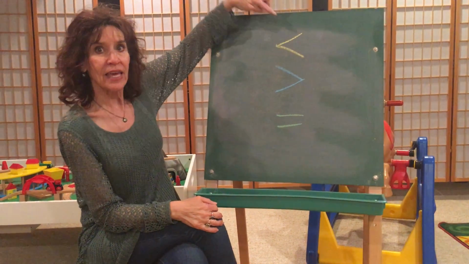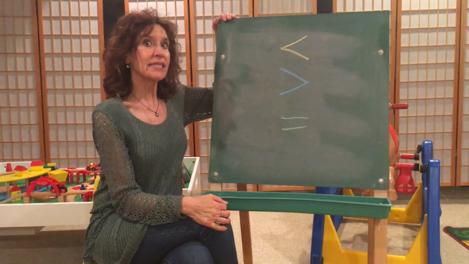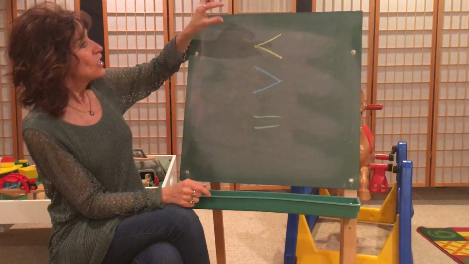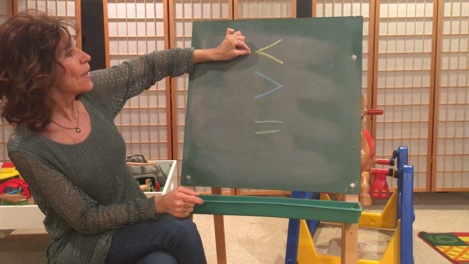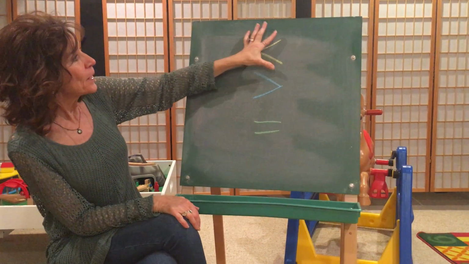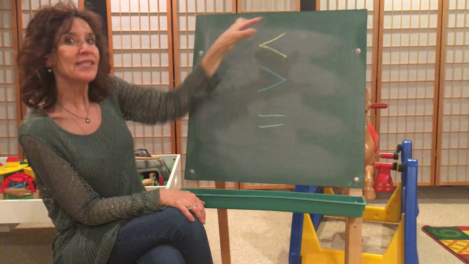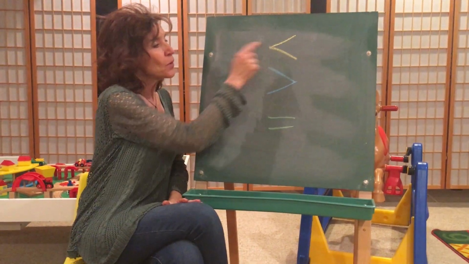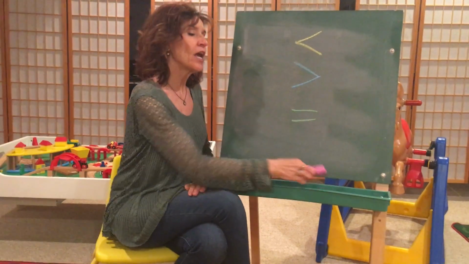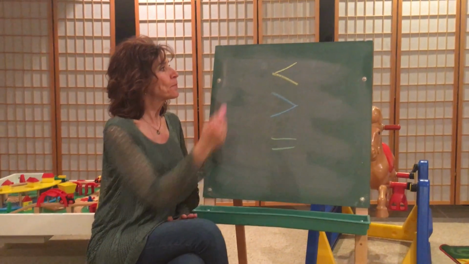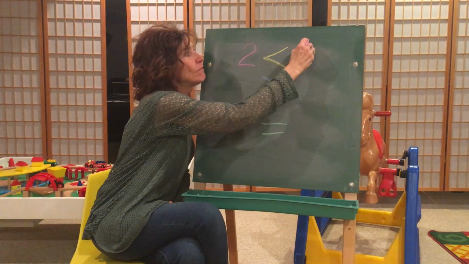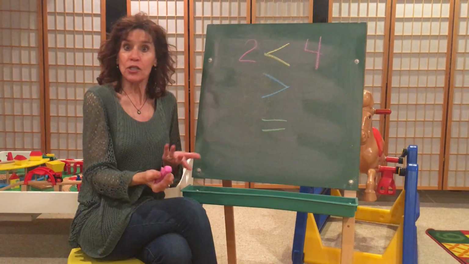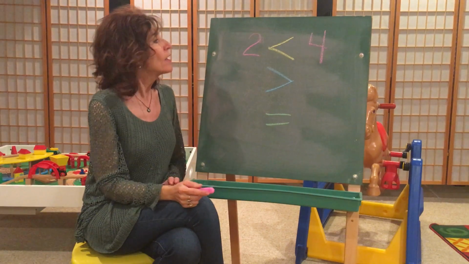This is like a V, but it's sideways, right? It's laying on its side, and the small part of the V, the part that comes together, is the small part. That means less than. And the big part that's open, that means greater than. So this one right here means less than, and I could make it like this. I could say 2 is less than 4, right? Because 2 is less than 4.